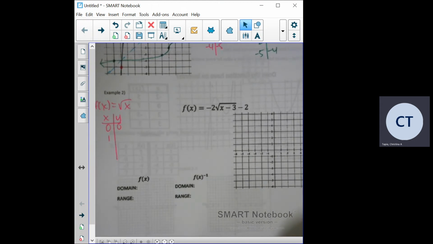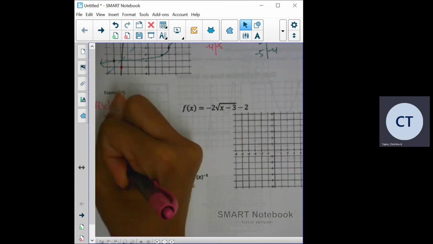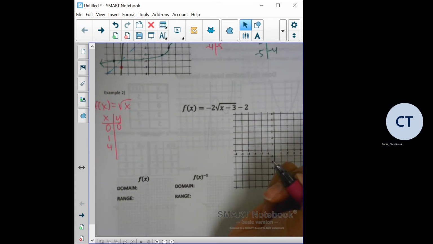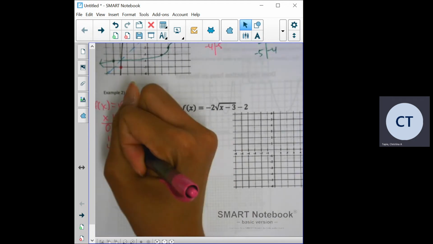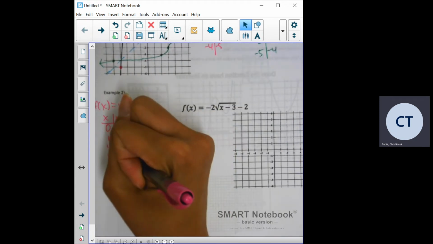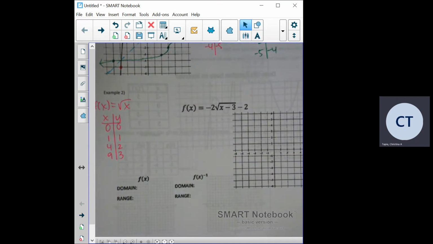Itzel, what's another good number to use? Because I can't use 2, because the square root of 2 won't give me a whole number. 4, and will give me one more. 9, there you go. So if I take the square root of each of these, the square root of 1 is 1, square root of 4 is 2, square root of 9 is 3.